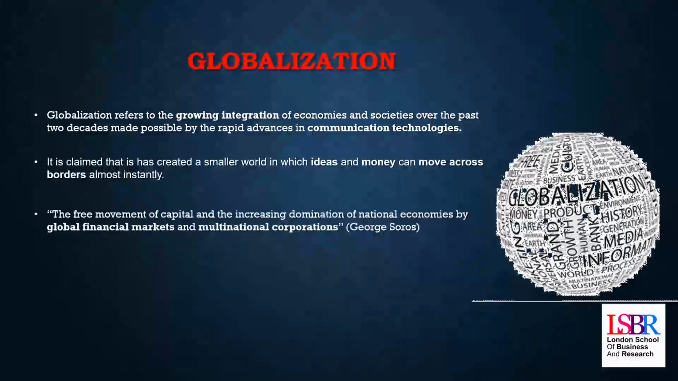Here is a quote from George Soros. He says that the free movement of capital and the increasing domination of national economies by the global financial markets and multinational corporations. So the idea here being that the big multinational companies, the likes of Apple, Samsung, Coca-Cola, Nestle, these are the big corporations that have a footprint all over the globe pretty much. No matter what country you live in, you will have heard of Apple, Samsung, Coca-Cola, Nestle, Pepsi.